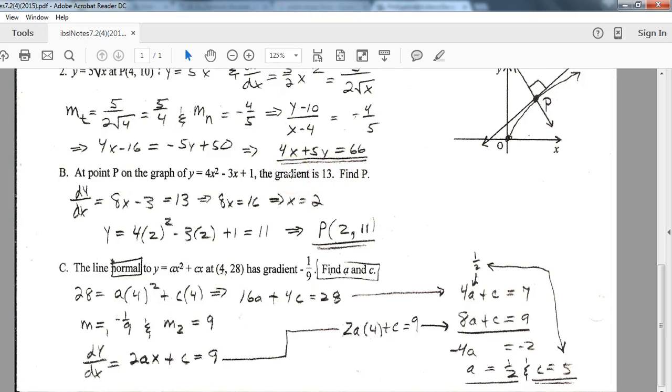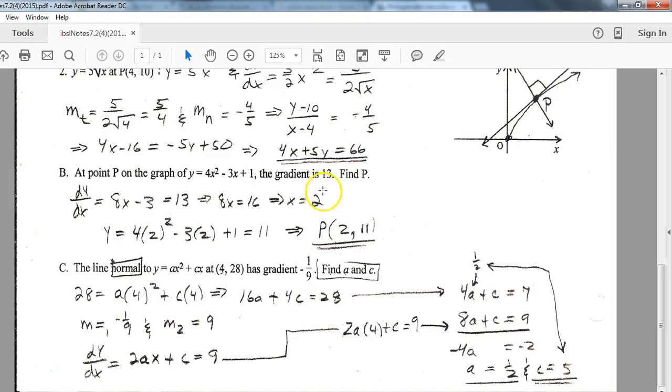Remember that the word gradient is synonymous with the word derivative. So when they say that the gradient is 13, that's the same thing as saying the derivative is 13, which means I'm going to set my derivative equal to 13 to solve for x. So in this case, here's the original function. If I take the derivative of that, I get 8x minus 3. I'm going to set that equal to 13 in order to figure out what my x coordinate is.